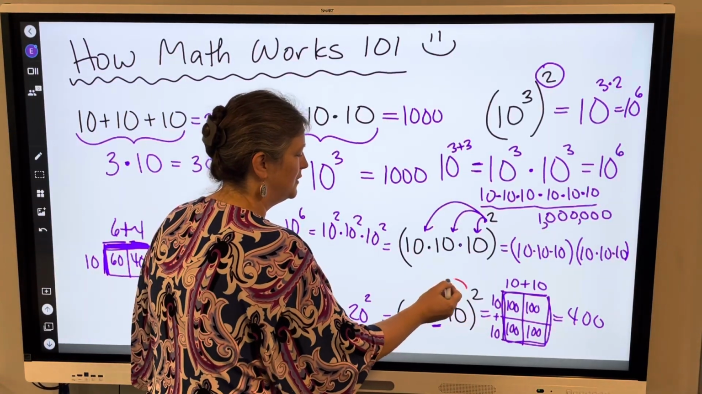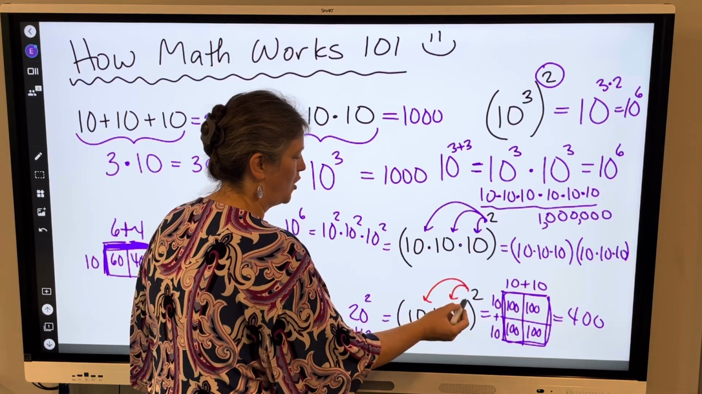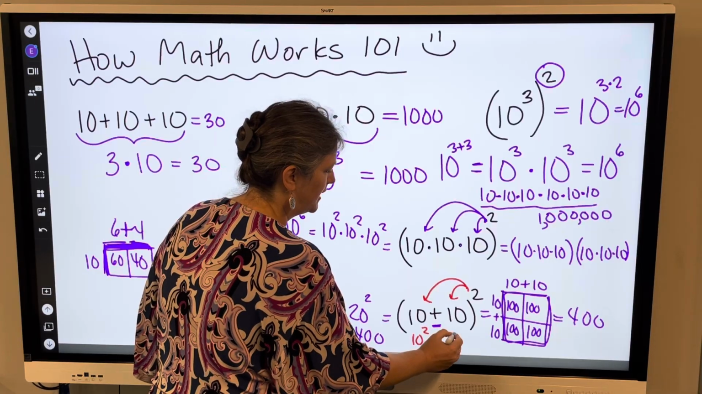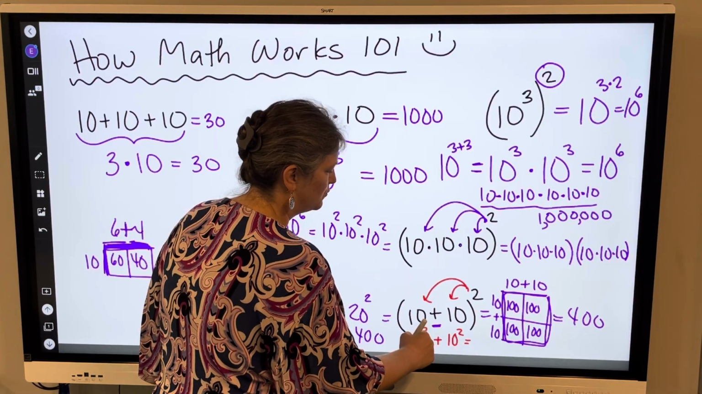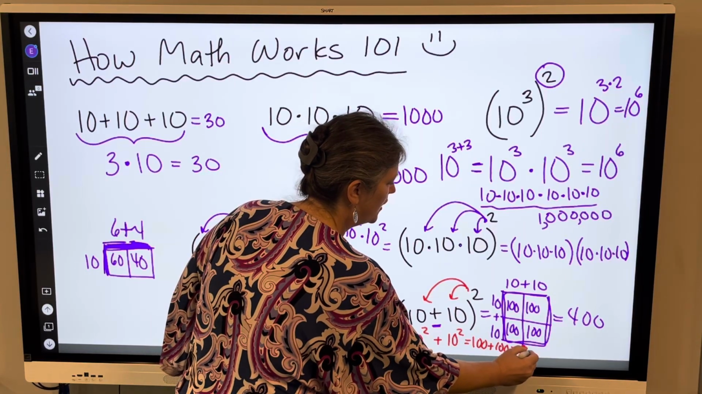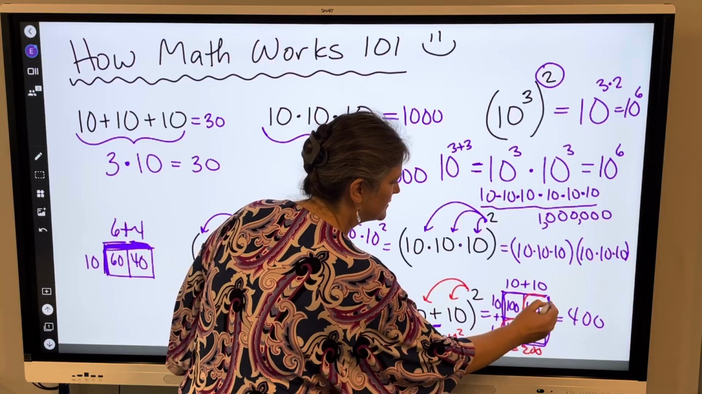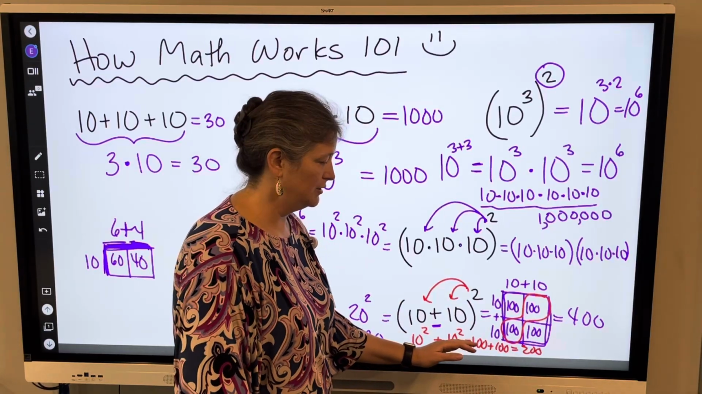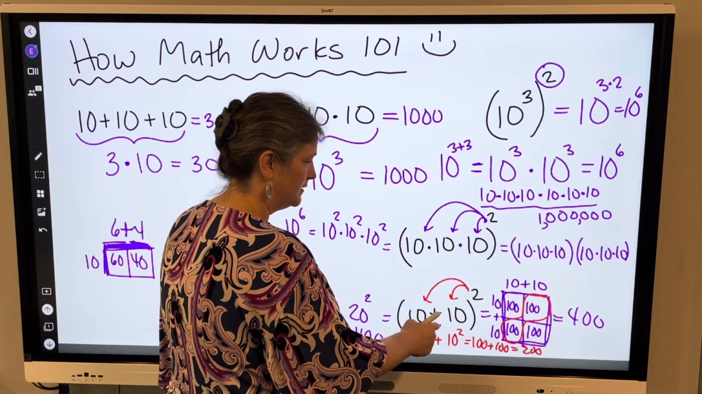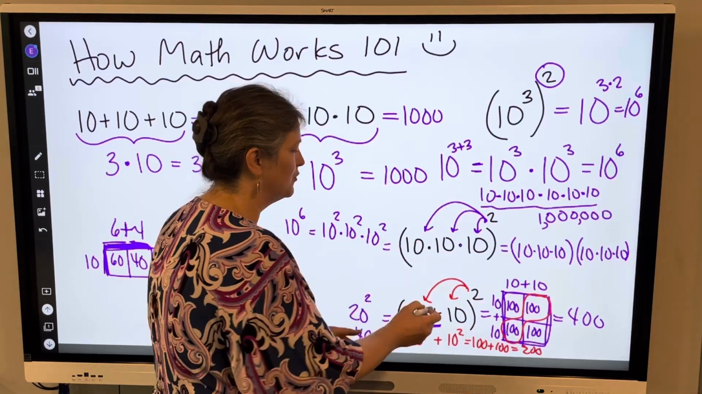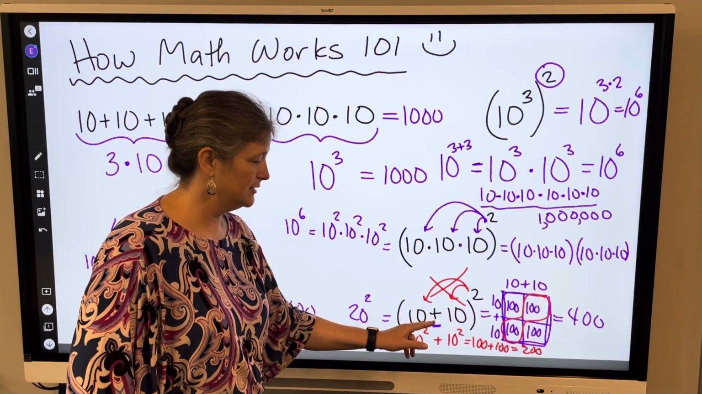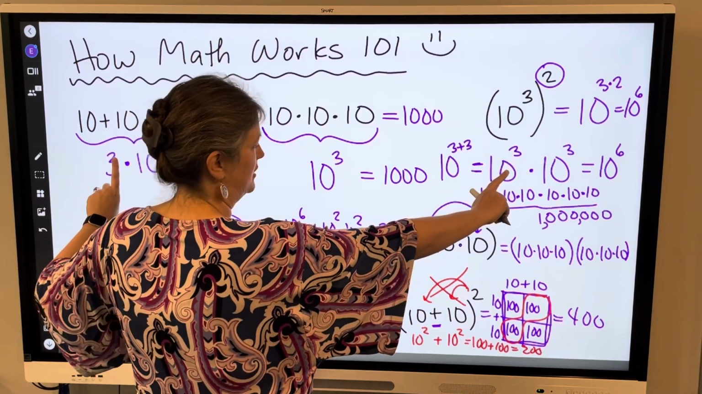If I had distributed this exponent, everything in red is wrong. This would be 10 squared plus 10 squared. Well, that's 100 plus 100, which is only 200. I'm leaving these other boxes out of the picture. I do not get the appropriate value. 200 is not correct, so I cannot distribute exponents across addition because they're 2 steps away from each other.